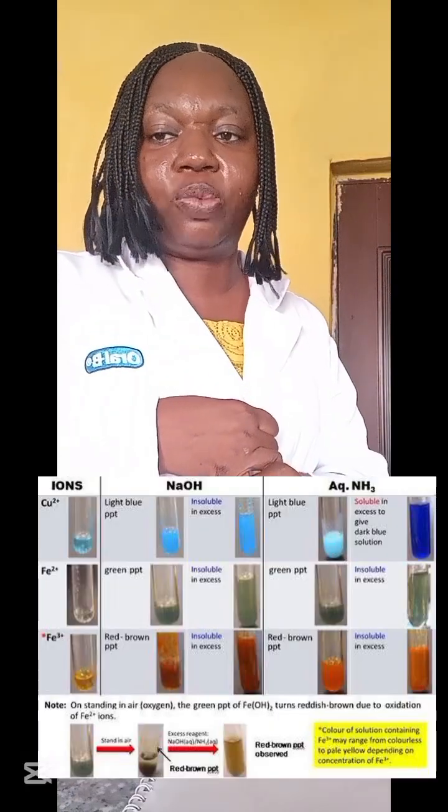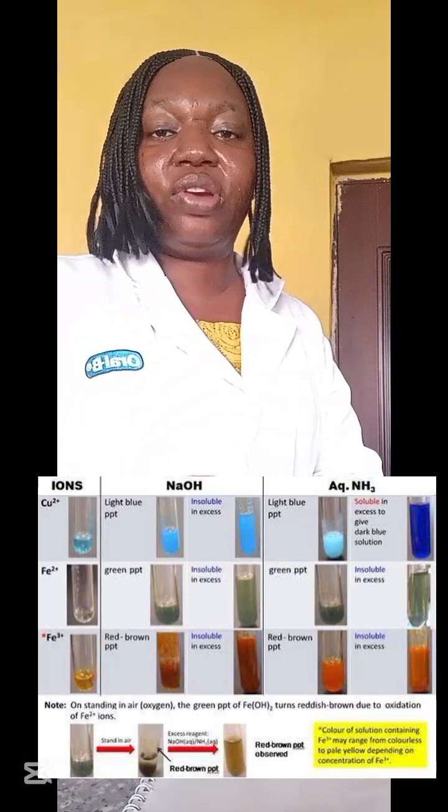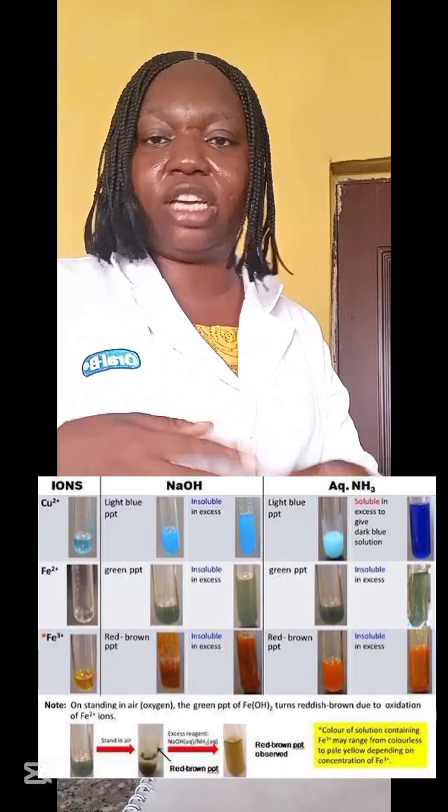All right, so let's get right into it. Talking about the ones with color, they are very straightforward. Copper will give you a blue gelatinous precipitate. Iron 2 will give you a dirty green gelatinous precipitate. Iron 3 will give you a reddish brown gelatinous precipitate. Those are the common ones.